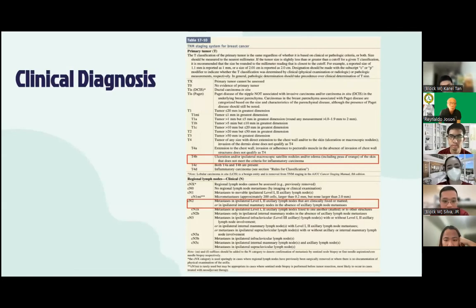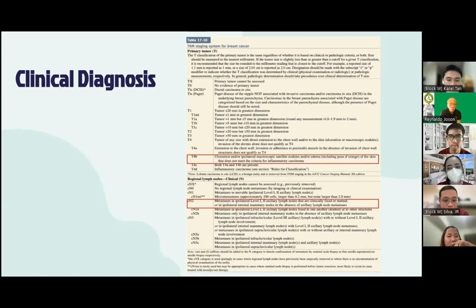So for the size of the tumor, initially at first, before the neoadjuvant chemotherapy, the tumor is around 8.5 cm, which is around 80 millimeter. And it's already showing skin edema and nipple retractions, which will automatically fall po at T4B.